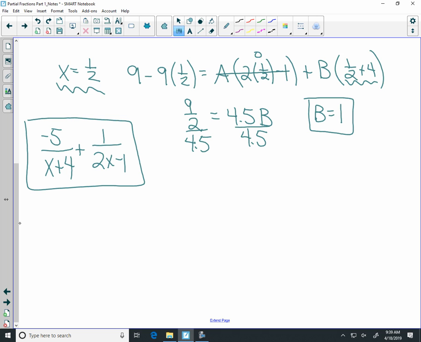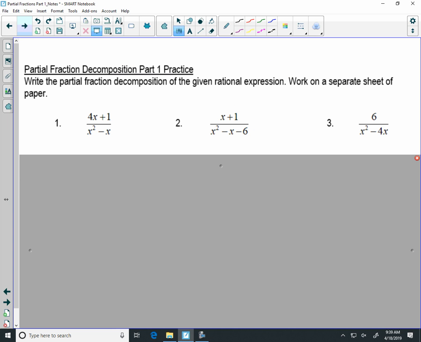Again, I always suggest that you graph your original equation and your final answer together. The other way that you could double check, if you would like, is find a common denominator and combine. If you multiply this one by x plus 4, multiply the other one by 2x minus 1, and combine your like terms, then your numerator should be 9 minus 9x. I have checked my work that way as well. I'm a crazy person, you guys know that. There are your practice problems. Go ahead and give them a try. You're going to want to switch to paper.